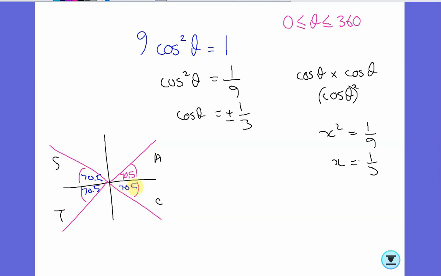So once you find one, just pop them all in. Okay, so between 0 and 360, you're going to be reporting that angle, that one, this one, and then all the way around as well. So you could write those down.